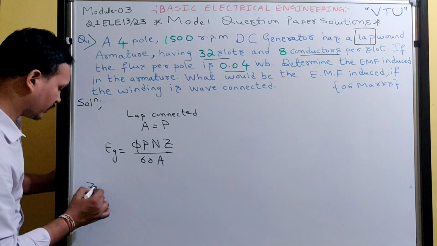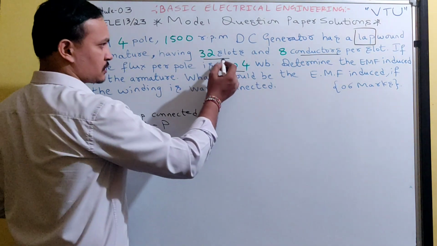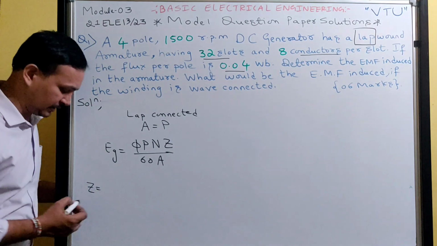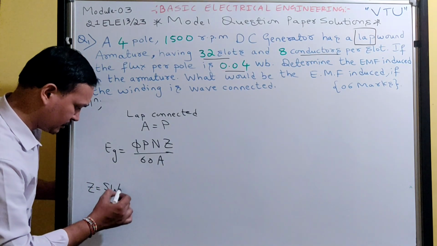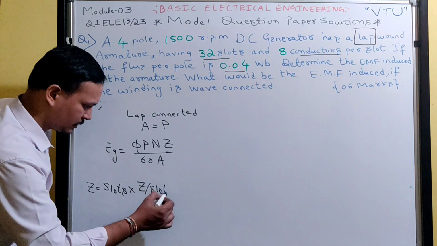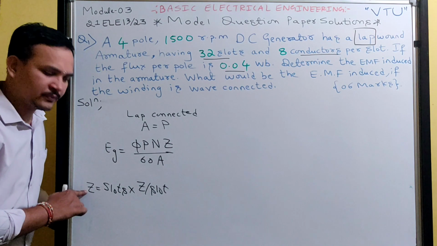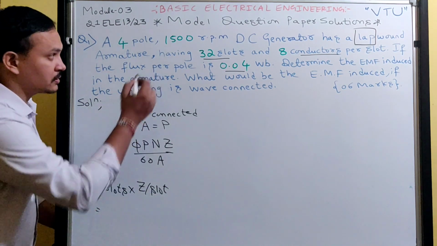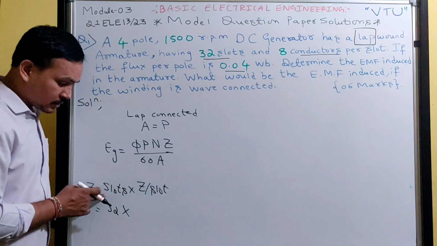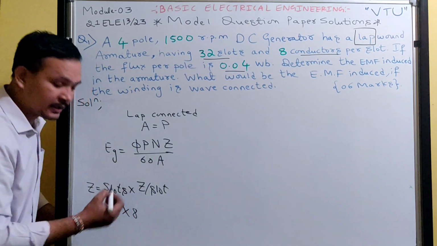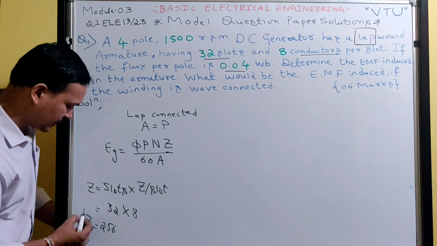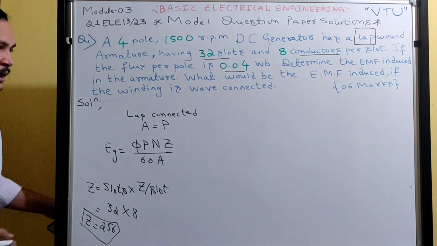So how to calculate the total number of conductors? Whenever they give slots and conductors per slot, if you want to find the total number of conductors, use this equation: number of slots into conductors per slot. The total number of conductors is denoted by Z. How many slots are there? 32 slots. And in one slot, how many conductors? 8 conductors. If you multiply this, you will get 256. So these are the total number of conductors.